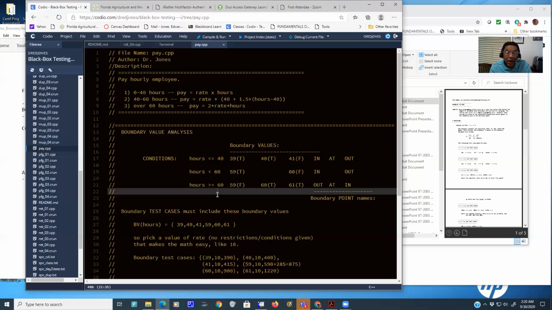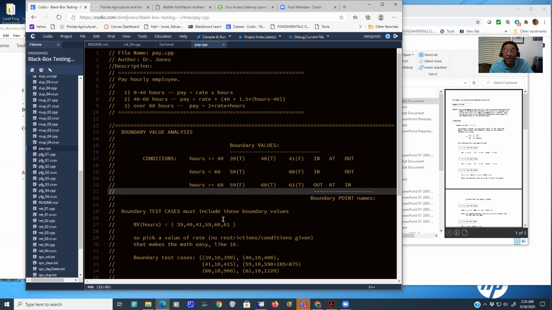So if I'm looking at hours greater than or equal to 60, what values do I have? I have a value on the left of it, which is not exactly there, but it's as close as you can get. I have 60. Then I have, am I doing this right? Yeah, then I have 60, then I have 61.